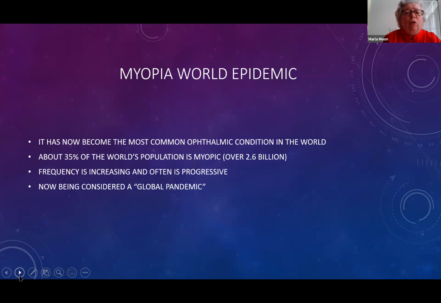It has now become the most common ophthalmic condition in the world. It used to be cataracts. Now it's not, it's this. So a person's nearsighted and you just wear glasses, see far away, and you're okay. It's a little bit more than that. About 35% of the world population right now is myopic. That's over 2.6 billion people. The frequency is increasing and is often progressive. The rate of nearsightedness occurring is faster than what it had been. And like I said, it's now being considered a global pandemic. Next slide, please.